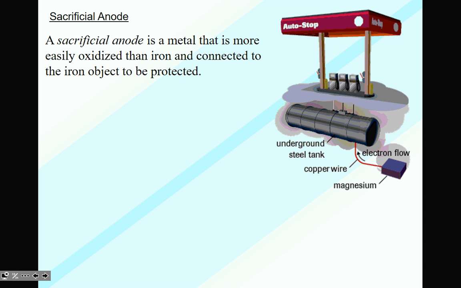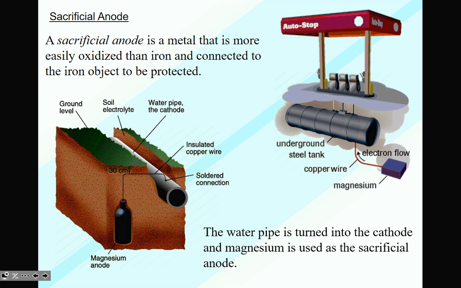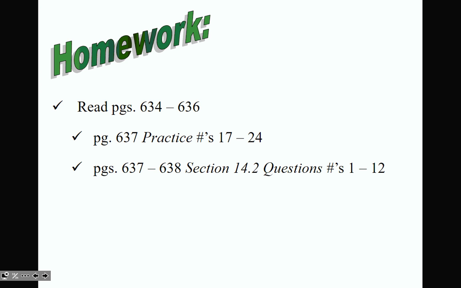Here's another example, the sacrificial anode. A sacrificial anode is a metal that is more easily oxidized than iron and is connected to the iron object to be protected. The water pipe is turned into the cathode and magnesium is used as a sacrificial anode. So the magnesium itself is going to break down, which allows the iron to stay safe. I guess safe is kind of an interesting word.